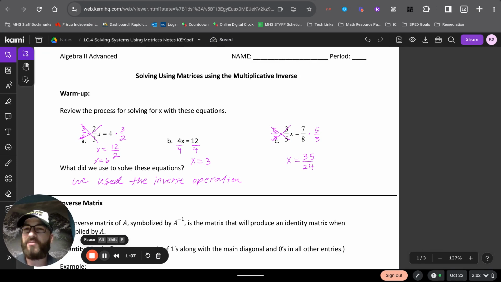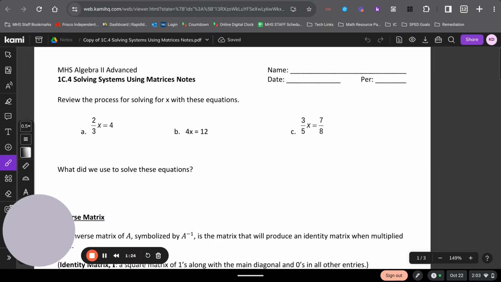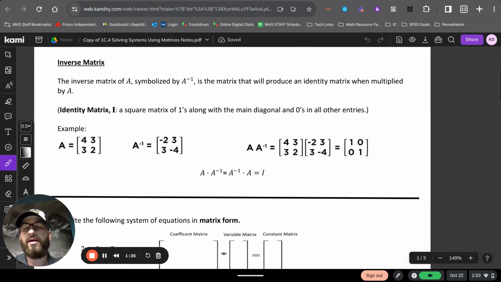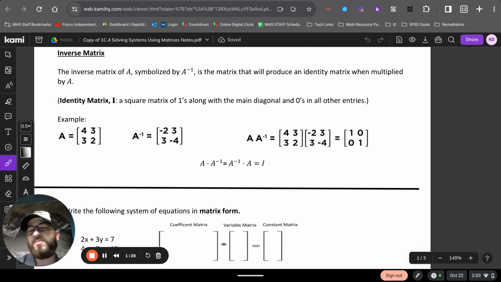That inverse operation is going to be really key to what we're trying to do today, because we're going to use matrices. We're not just going to set up systems; we're going to set up systems as matrices, and then use that inverse relationship to help us solve some of these systems. So let's look at our first example once we talk about what we refer to as the inverse matrix.